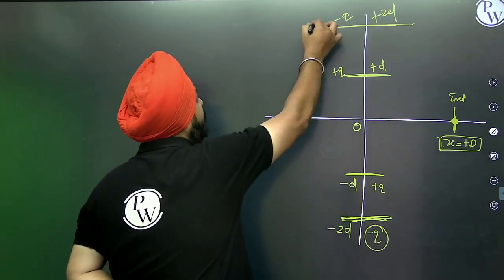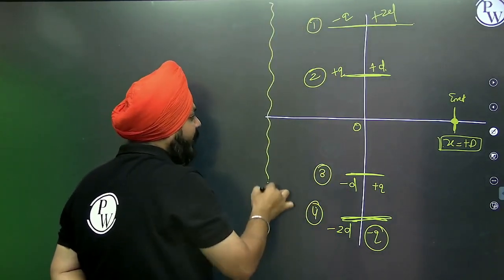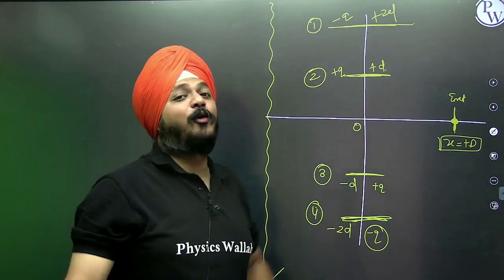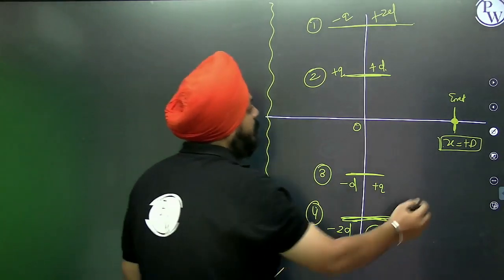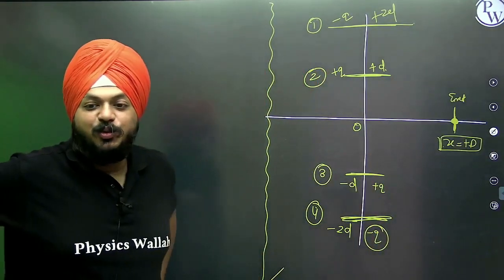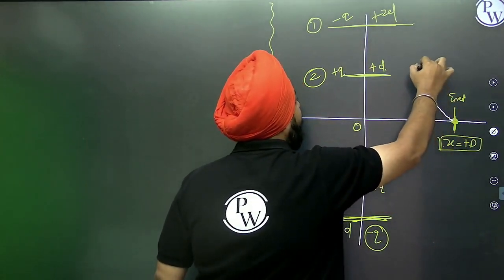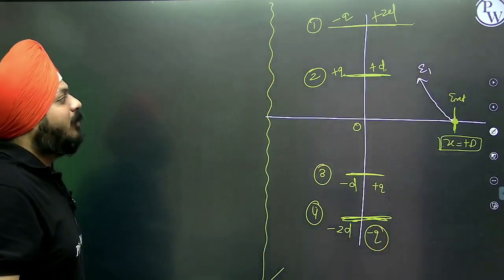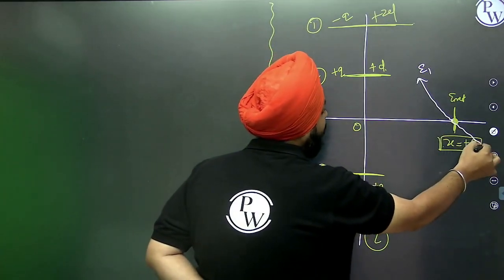Let's name all of those as 1, 2, 3 and 4, because the net electric field at this point is due to all of those charges. Let's solve the sum. First of all, this electric field is because of 1, the minus Q. This is positive Q, so this electric field is because of 2.